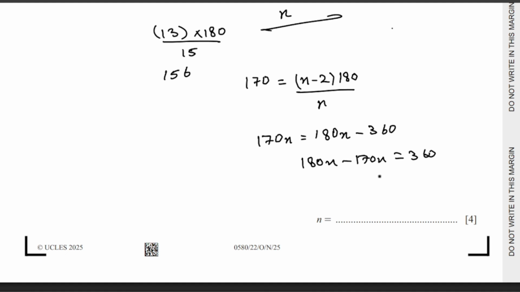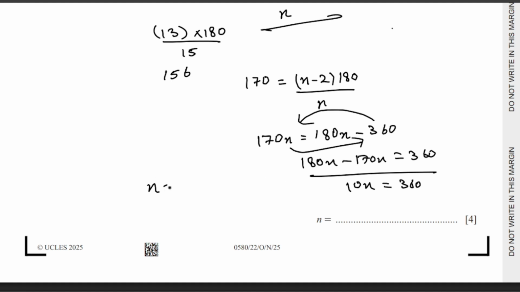Don't worry if I've skipped a couple of steps, you can go back and do this and you should get this. What I've done is basically taken 360 on this side and 170 on that side. So over here we're going to get 10n equals 360. Is that right? Yep, that's right. And that will give us n equals 360 over 10. We are going to get 36 as our final answer, and that is 4 marks.